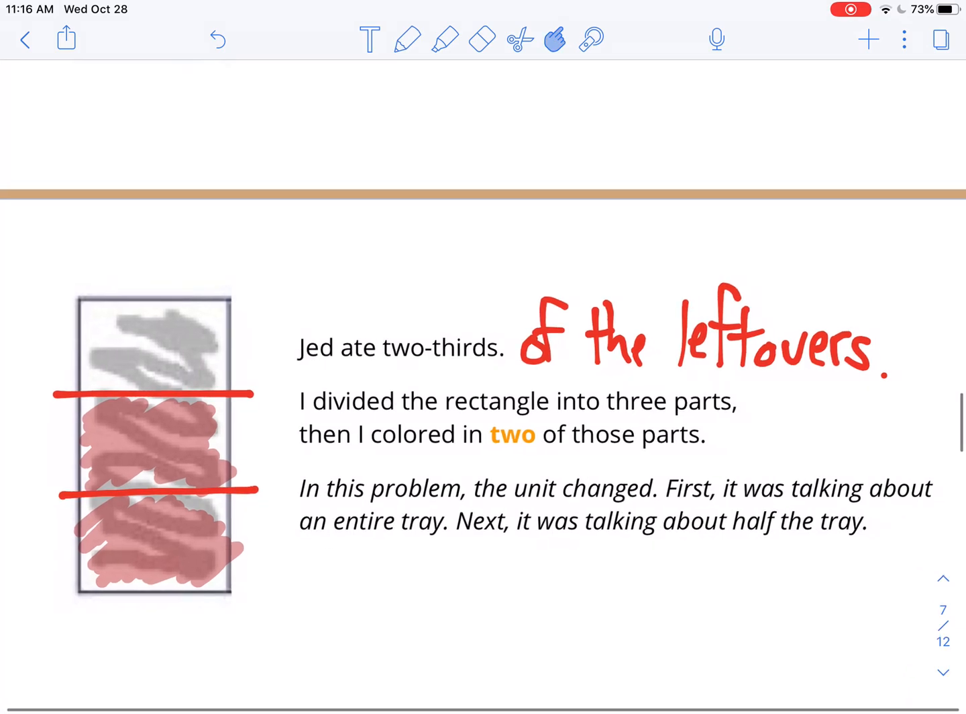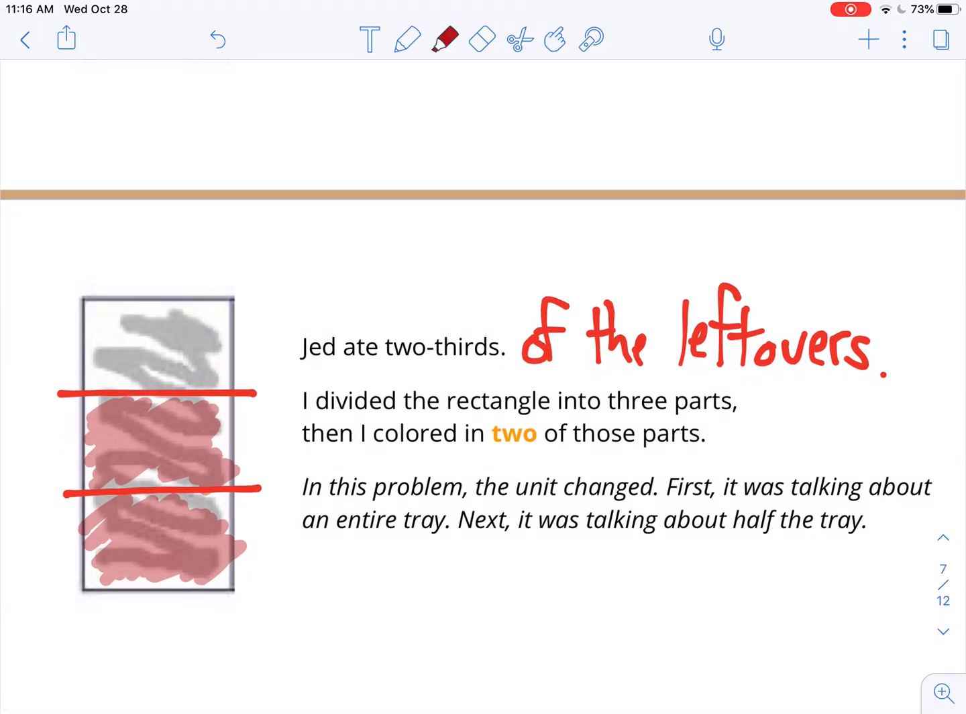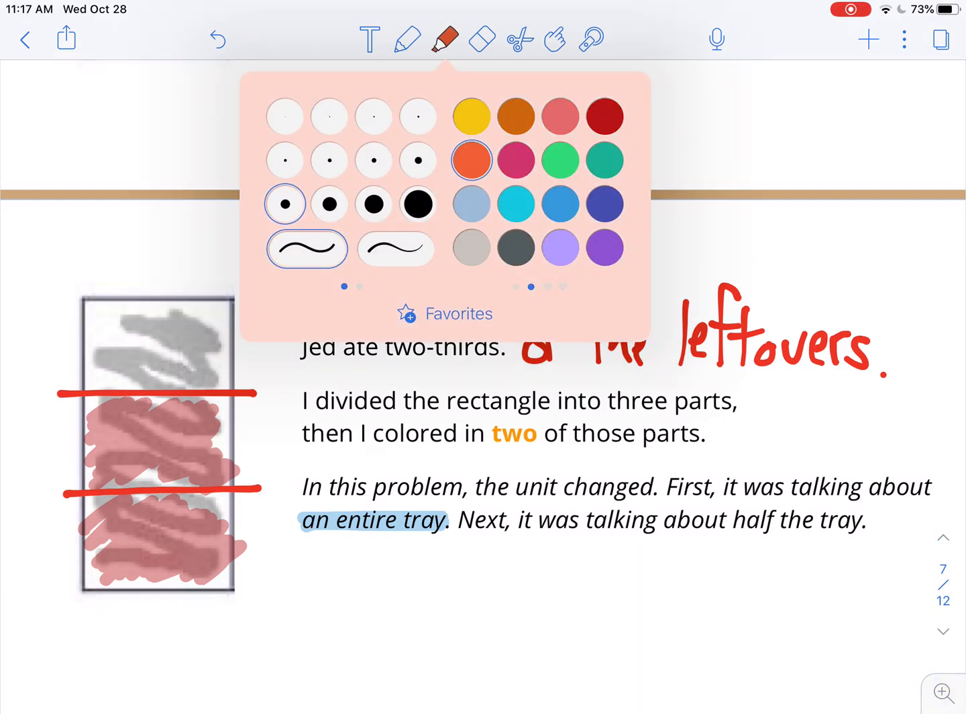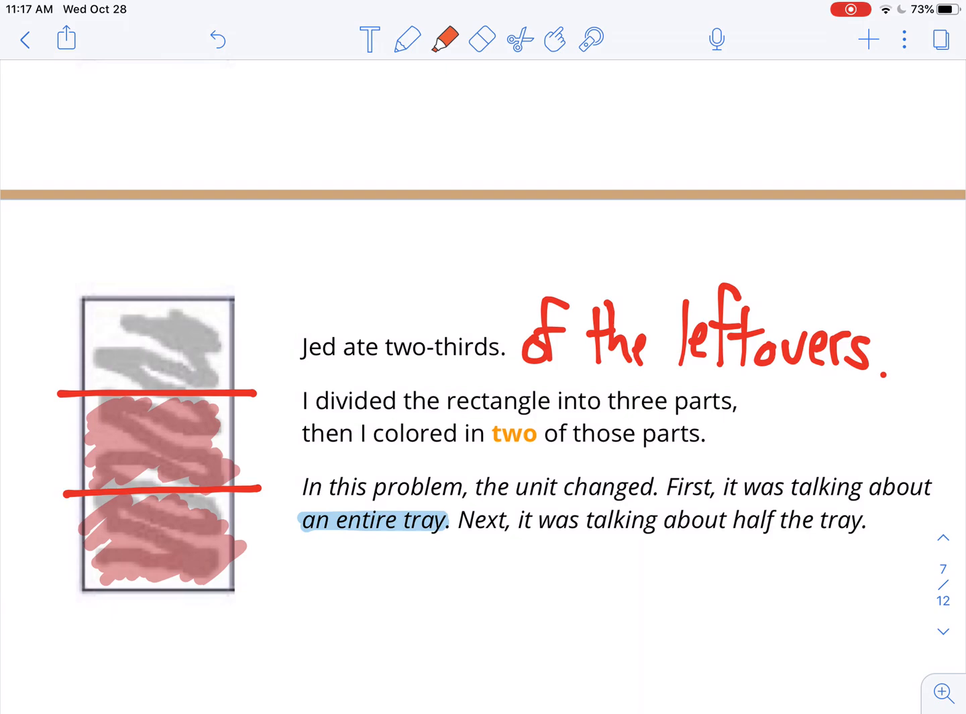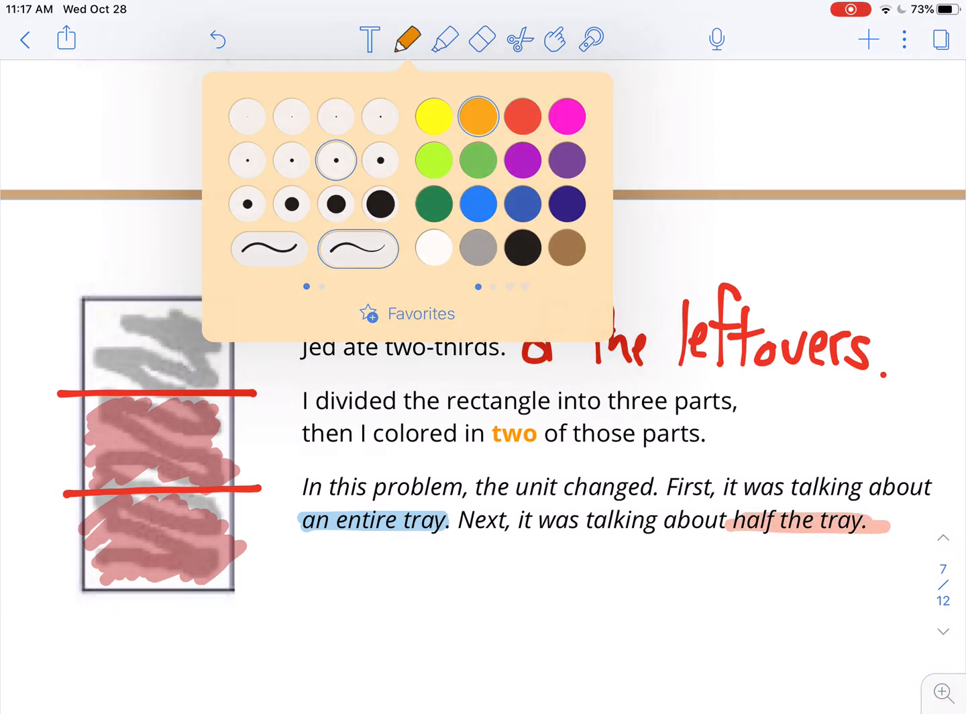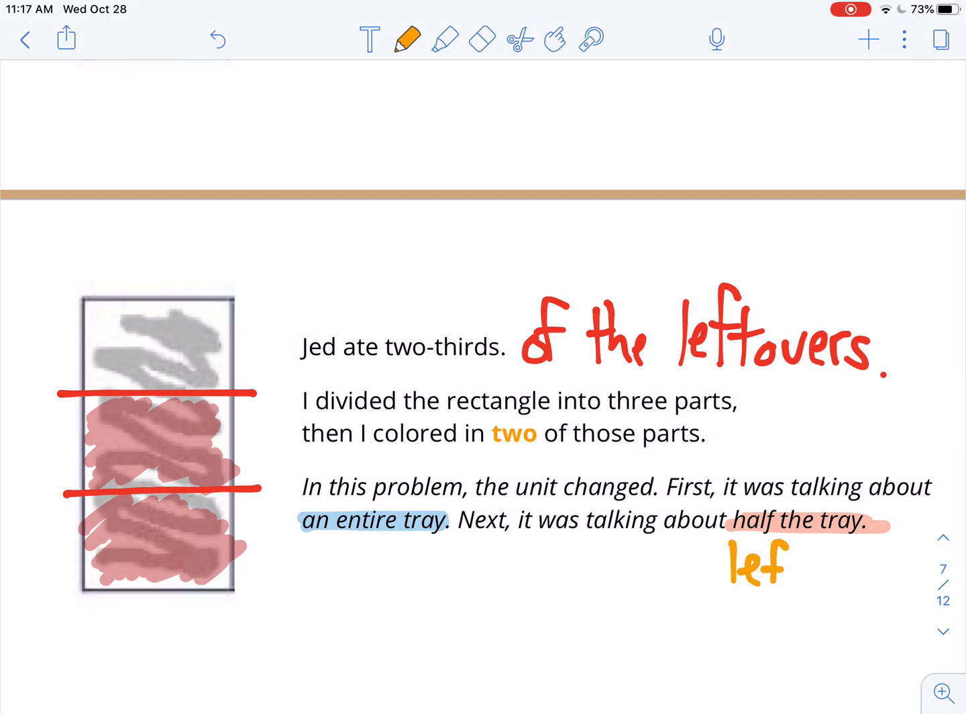Please notice that the unit changed. First, it was talking about an entire tray. At the party, he served the whole tray. But now it's not talking about the whole tray. It was talking about half the tray or all of the leftovers. First they talked about the tray, then they talked about the leftovers.